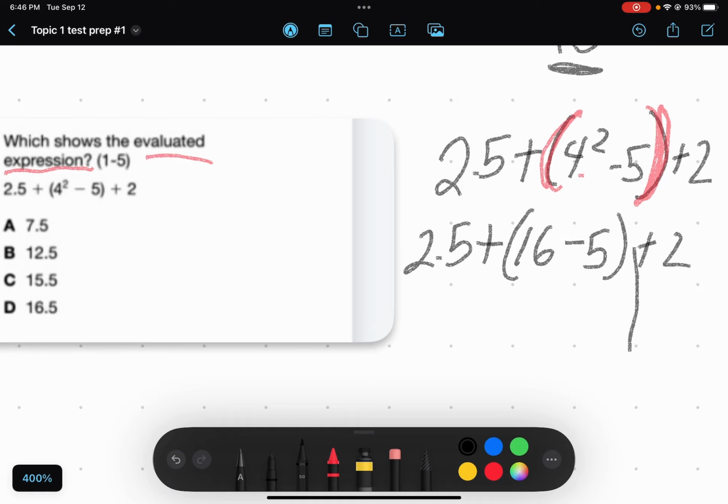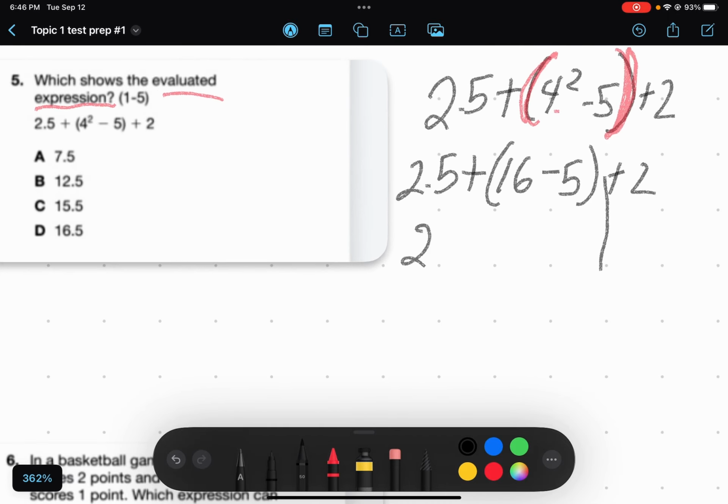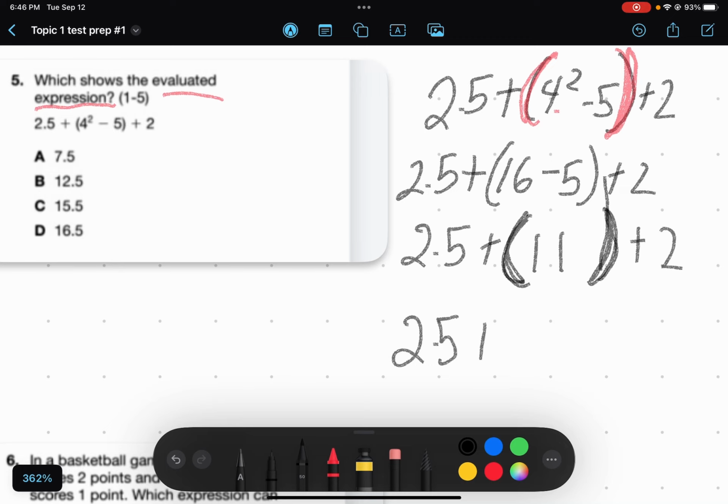So then I do my next step. Oops, sorry. So now I do my 16 minus 5 equals 11 plus 2. So now I've solved the answer in the parentheses. And now I'm going to finish up by adding 2.5 plus 11 plus 2. So I'm going to start from the right side to the left side. So 2.5 plus 11, if you want to write it out, you can write it out.